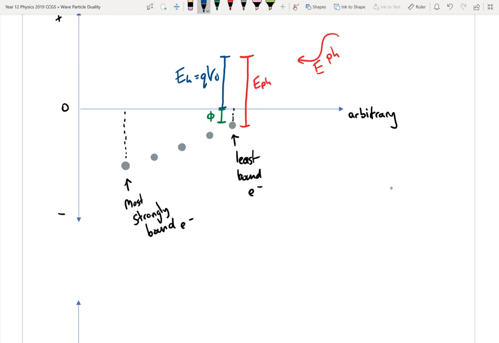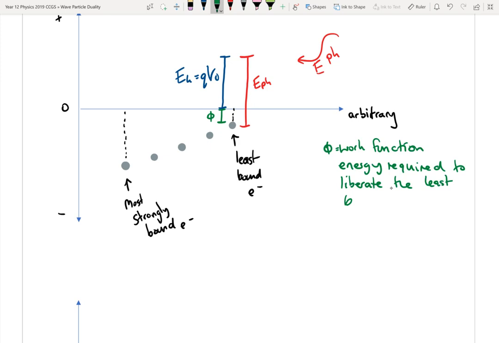Okay? Now, just a little bit of add in a definition here. Your work function: energy required to liberate the least bound electron in a metal. Okay?